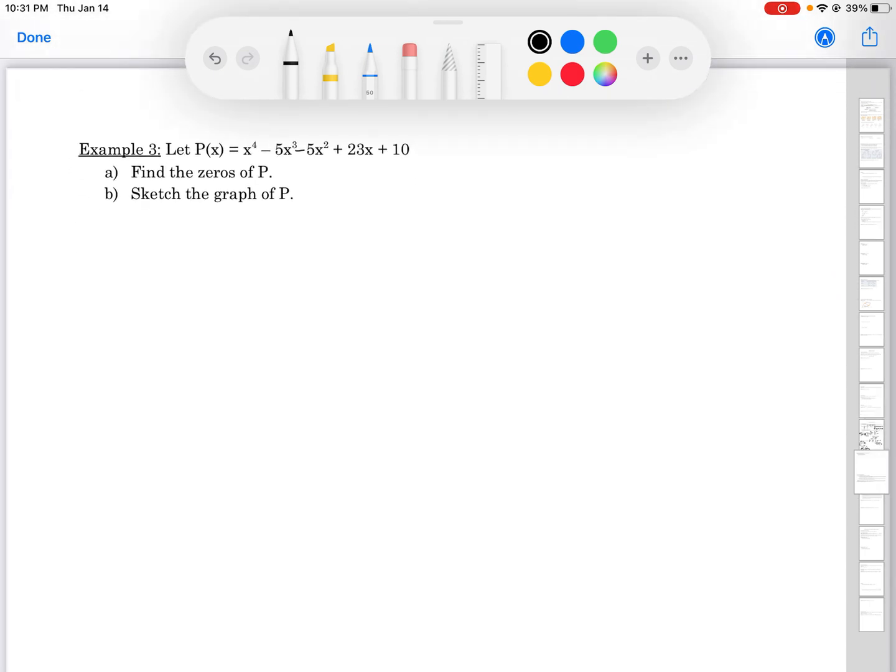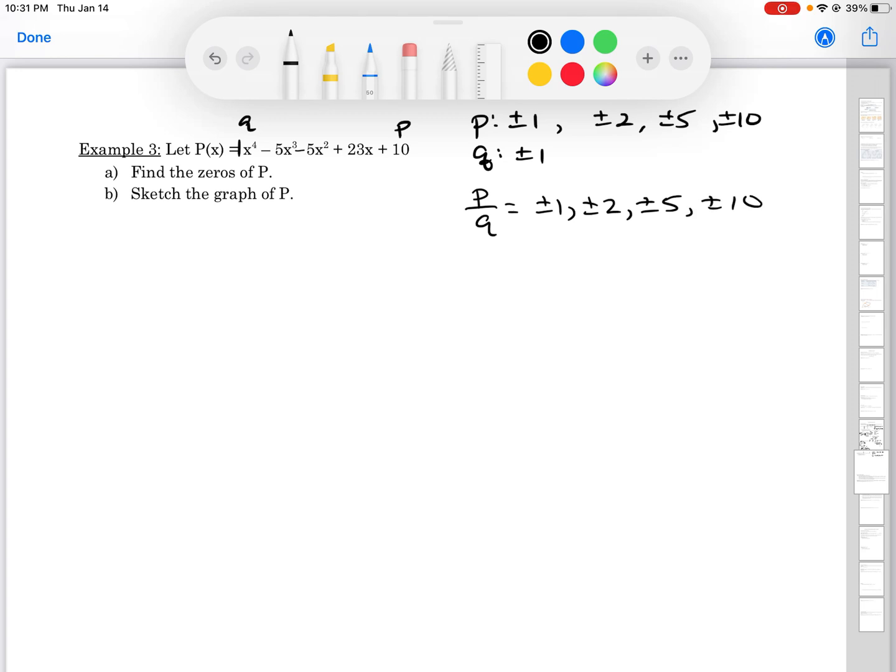So again, we want to find the zeros, and then we're actually going to graph this one. So p's and q's. P's, q's. My p's are 1 times 10, plus or minus, and 2 times 5. And then our q's, luckily, are just 1, which is so nice to not have to do any fractions. All right, so when I do my p over q list, we've got 1 over 1, 2 over 1, 5 over 1, and 10 over 1. That really is 8 different numbers that I could be trying here.